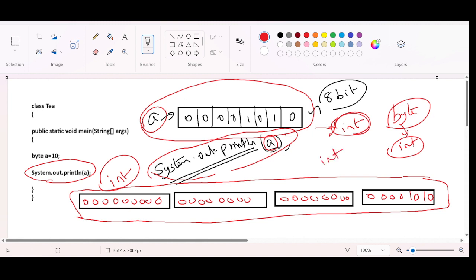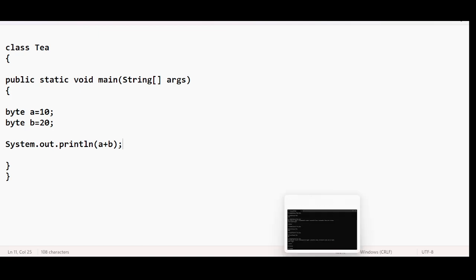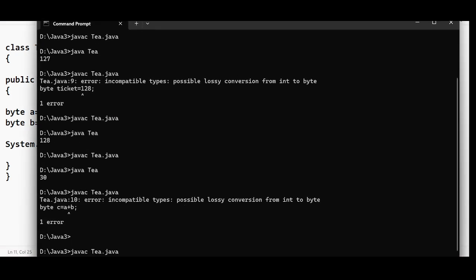So internally this particular a will be stored like this, in a larger data type. The same concept: if I take the same example and do byte b equal to 20, a plus b, the answer is 30, because 10 plus 20 gives 30, and this 30 internally will be converted into the integer data type, and the value will be displayed in the console. So this is also a valid one.